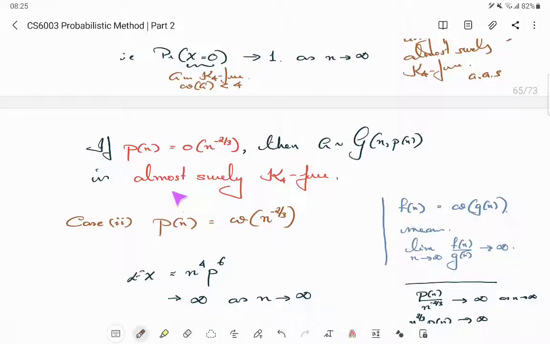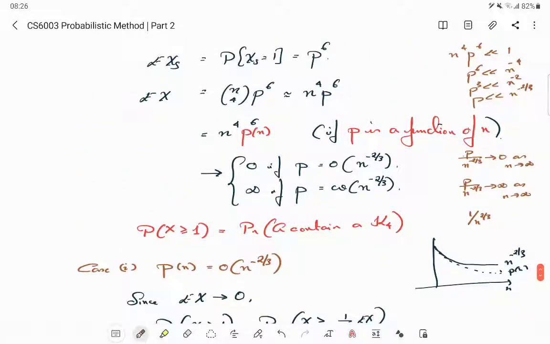Okay, so this is the conclusion, at least in case 1. If Pn is little o of n to the power minus 2 by 3, then a graph G sampled according to G(n, Pn) is almost surely K4 free. Now let's analyze case 2, where Pn is little omega of n to the power minus 2 by 3. So now your Pn will look like this. This is Pn for case 2, and this is Pn for case 1.